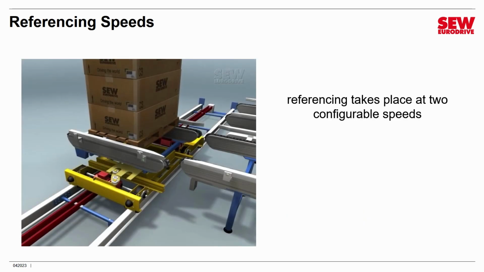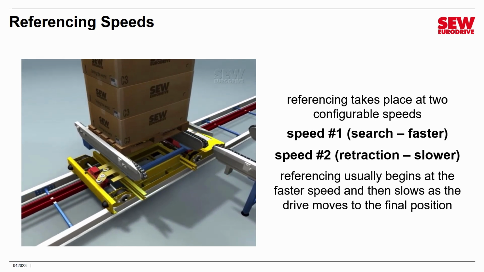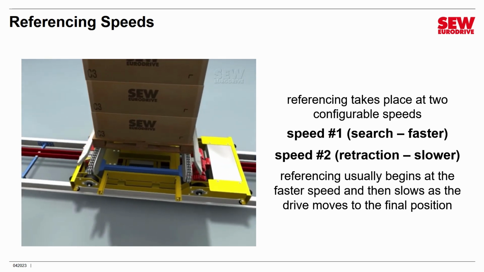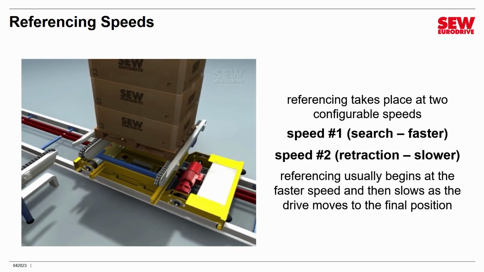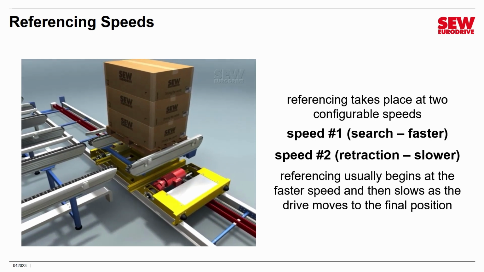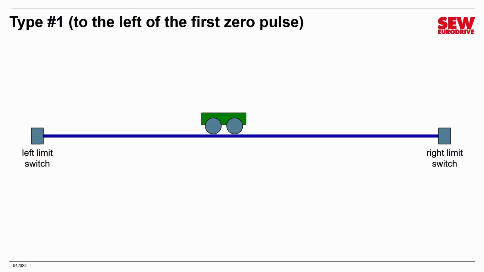Before we can talk about those, though, I should mention that referencing takes place at 2 configurable speeds. You can set these speeds in the parameters, and there are 2 different ones. Now, why are there 2? Well, it's very simple. The first one is what's called the search speed. It tends to go fairly quickly as it seeks the sensor. And the second one, number 2, is the retraction speed. It's slower. You go very quickly to the sensor, and then you slow as you're tweaking your final position. Pretty simple.